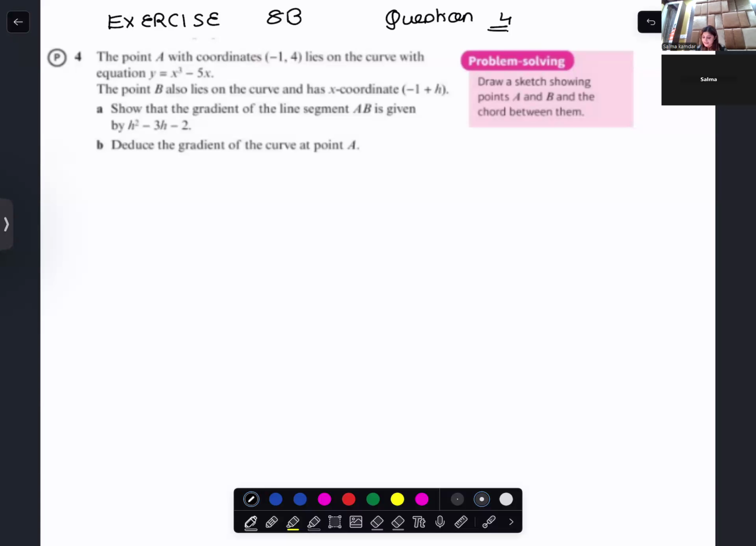This is exercise 8B, question number 4. We're given that point A with coordinates minus 1, 4 lies on the curve. So, say I have a curve and my function of the curve is y is equal to x cubed minus 5x. And I have a point A which is minus 1, comma 4. It lies on the curve. And the curve has equation x cubed minus 5x.